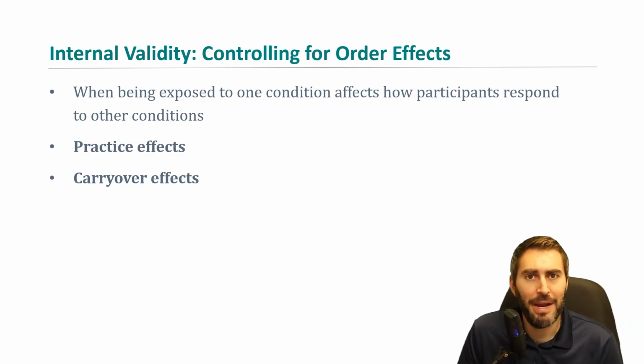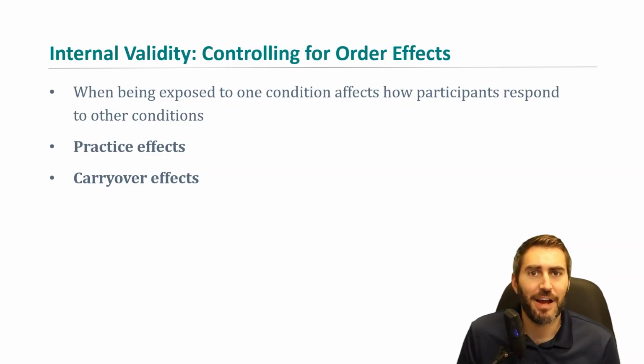There are two main types of order effects. Practice effects. This happens when participants get better at a task simply because they've done it before, or they get worse at a task because they're getting tired or bored, which we call a fatigue effect. Carryover effects. This is where some form of contamination sticks around from the previous condition.